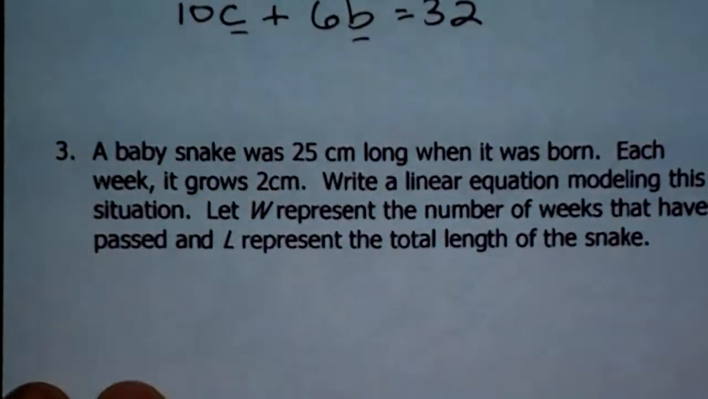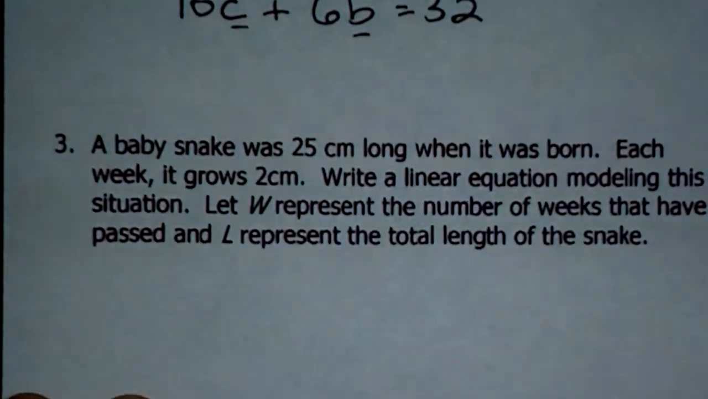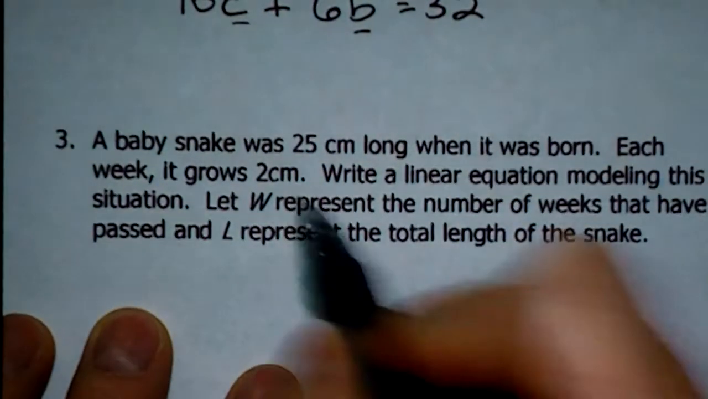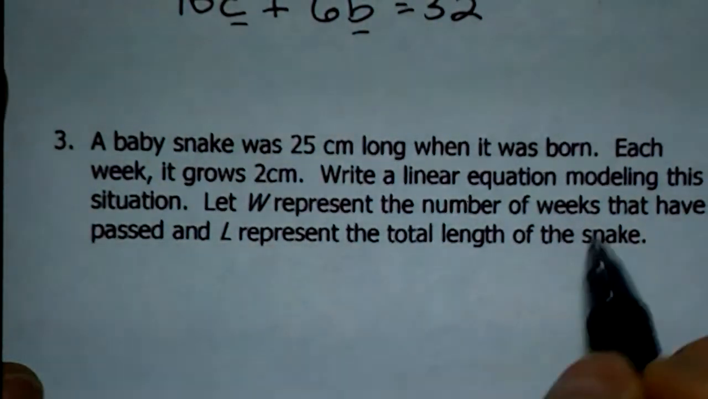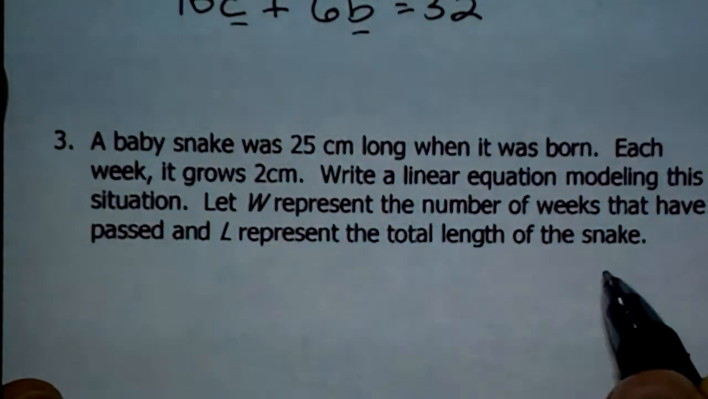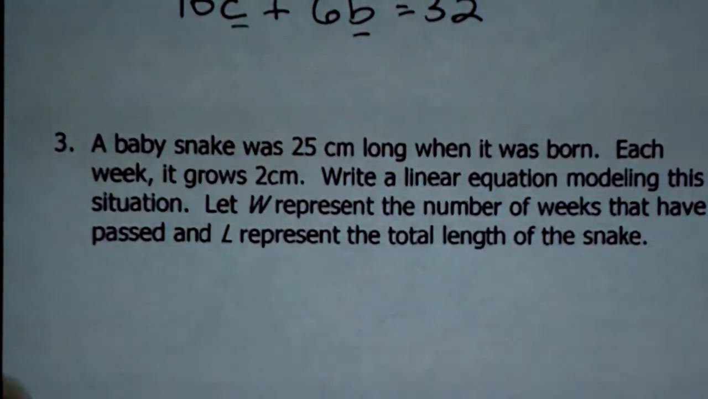A baby snake was 25 centimeters long when it was born. Each week it grows 2 centimeters. Write a linear equation modeling this situation. Let W represent the number of weeks that have passed and L represent the total length of the snake. Now I'm not trying to trick you with this because I did discuss what equations in slope-intercept form will give you when you're supposed to write them.